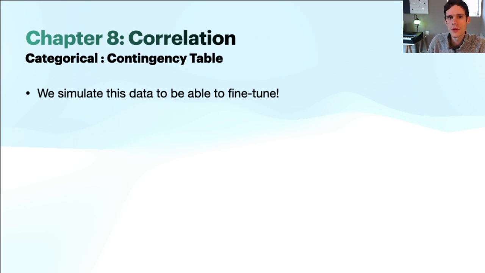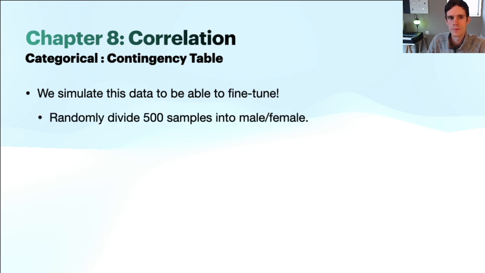Instead, what we will do is we will simulate these data sets in such a way that we can fine-tune its correlation. And by doing so, in essence, we capture all of the possible scenarios that we can explore. So how do we generate such a data set? The first step is to randomly divide 500 samples into either male or female. Now, this will be a random division, which will be roughly 50-50. But of course, we can deviate a little bit from that, just to simulate a realistic data set.